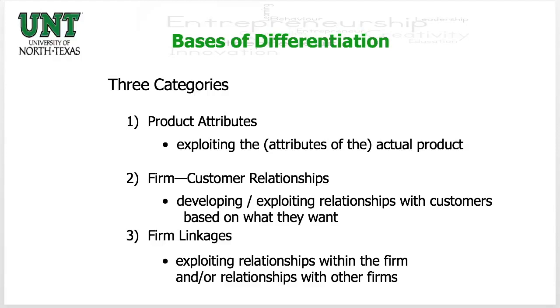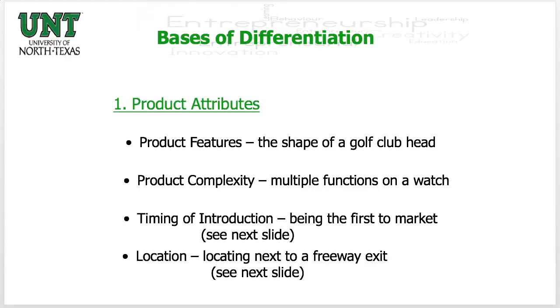So here are the three bases of differentiation. Product attribute, so you're looking at the attributes of the actual product, the firm-customer relationship, and then finally, firm linkages. So let's talk about attributes. This is going to include features that you're going to add to the product itself. Right? So the shape of a golf club head would be something you would put under product features. Complexity, right? Doing different things that possibly other products don't offer. Timing of introduction is being the first to a market, being a good timing there.